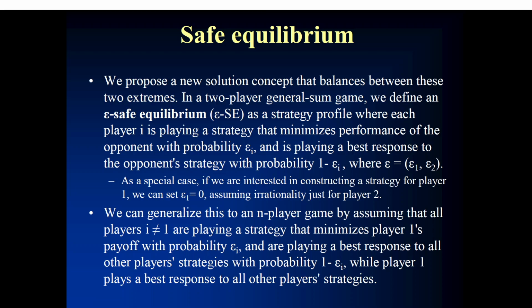The other players are all irrational with probability epsilon_i, and playing a best response with probability 1 minus epsilon_i. With probability epsilon_i, they're still irrational in the way that is worst for us, without any additional data to support a different model.